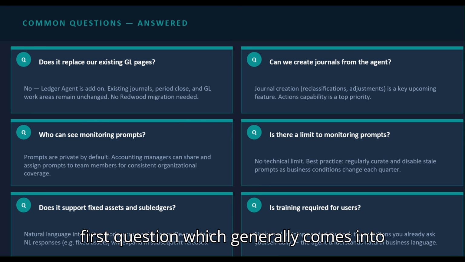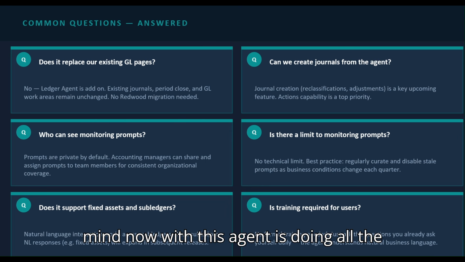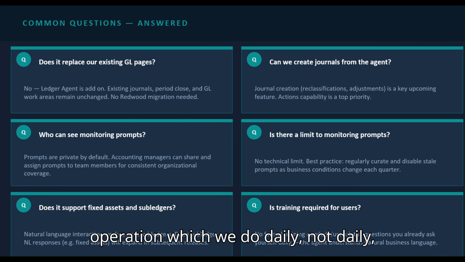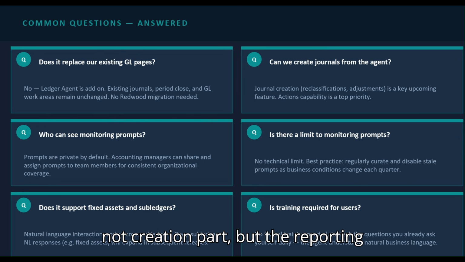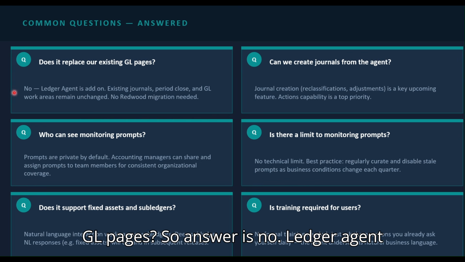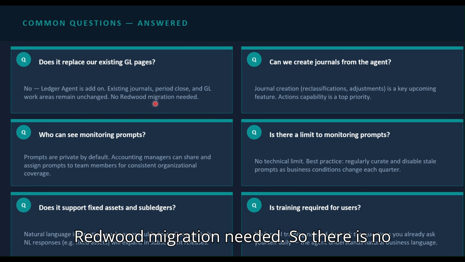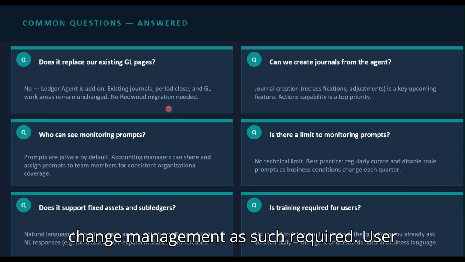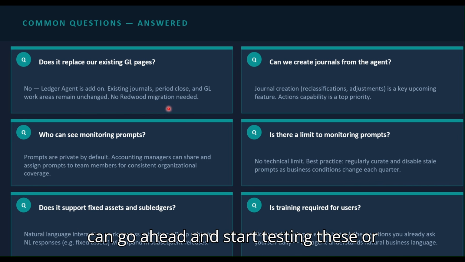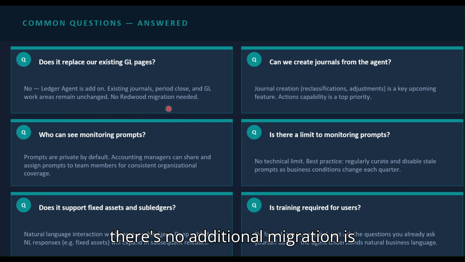And the final one, the common questions answered by Oracle. The first question which generally comes to mind: this agent is doing all the work within the general ledger operations which we do daily, not the creation part, but the reporting part. So is it going to replace those GL pages? The answer is no. Ledger agent is an add-on. Existing general journal, period close, and GL work area remain unchanged. No Redwood migration needed, so there is no change management as such required. Users can go ahead and start testing or leveraging the ledger agent, but no additional migration or change management is required.